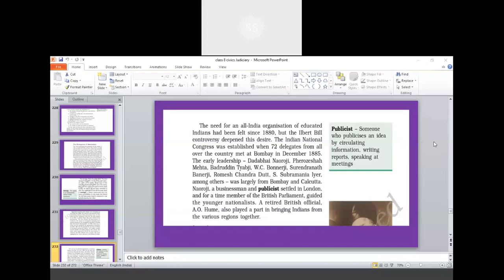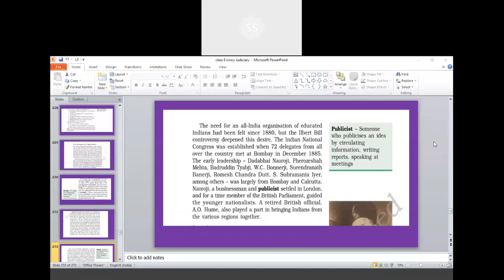Dadabhai Nauroji, Firoz Shah Mehta. Third, Badruddin Tyabji. W.C. Banerjee, his name is Omesh Chandra Banerjee. That is a Bengali name.